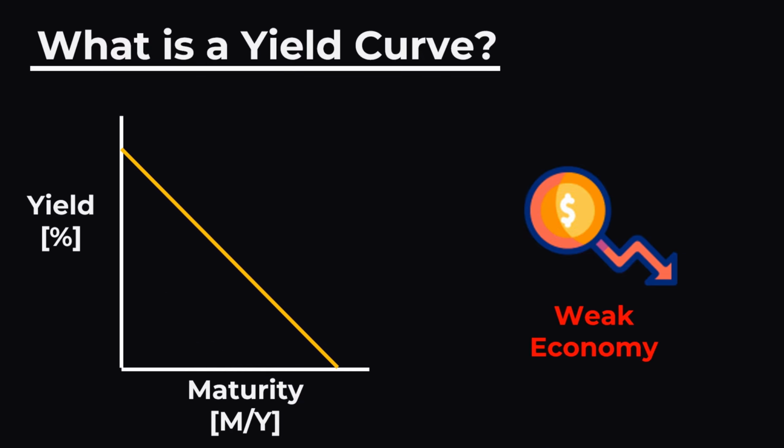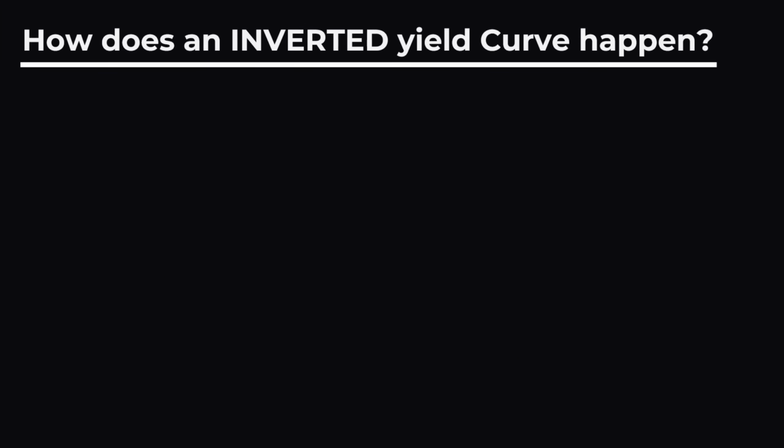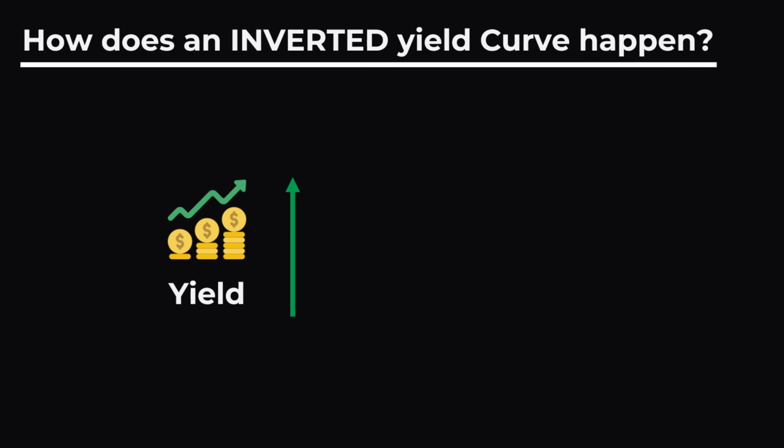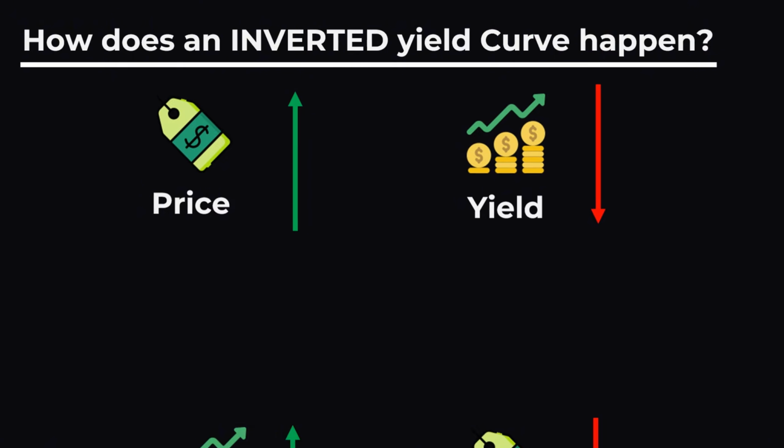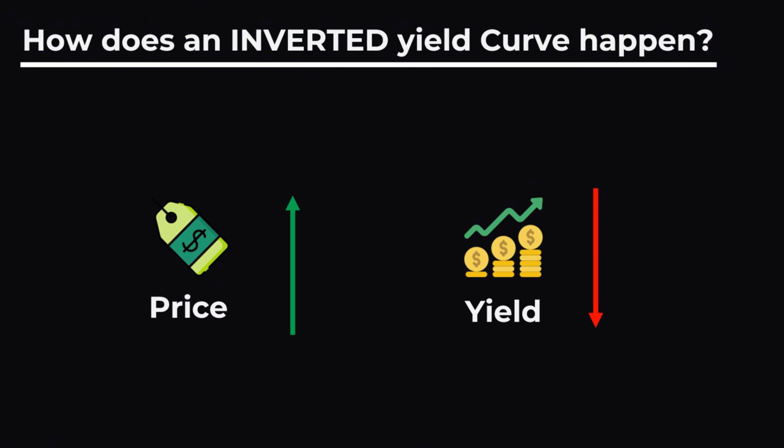However, there is also the opposite case, an inverted yield curve. Here, the curve slopes downward from the top left to the bottom right. This is often seen as a warning sign that the economy is weakening and may be heading toward a recession. So, how does an inverted yield curve actually happen? To understand this, we need to know one fundamental relationship: bond prices and yields move in opposite directions. When bond prices go up, yields go down, and vice versa.